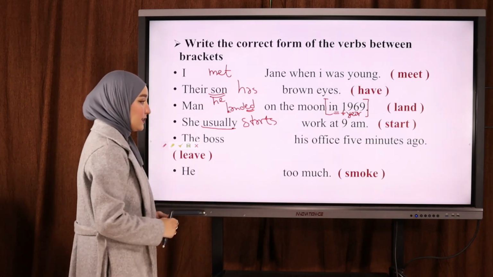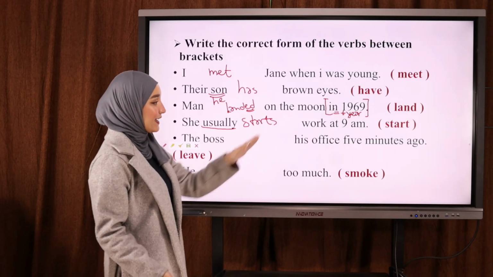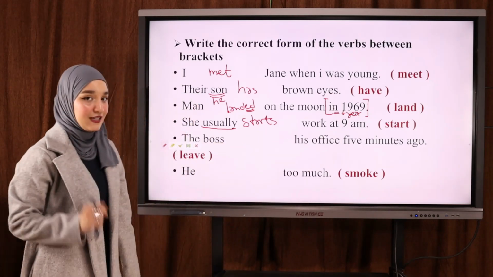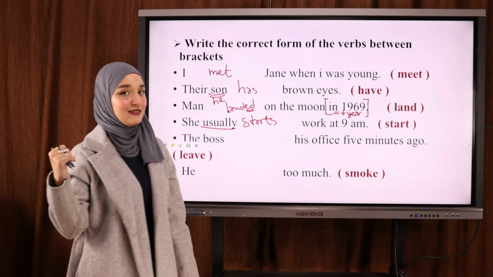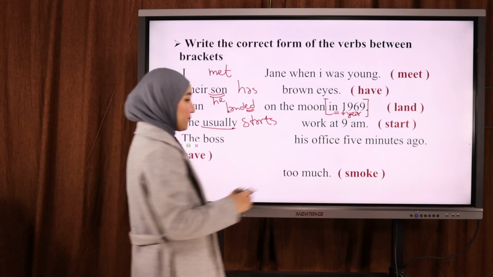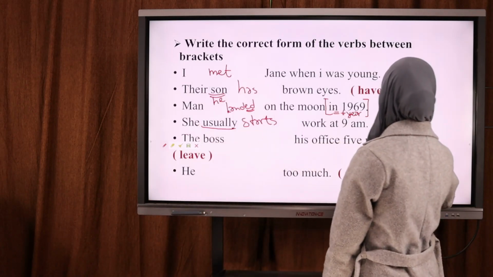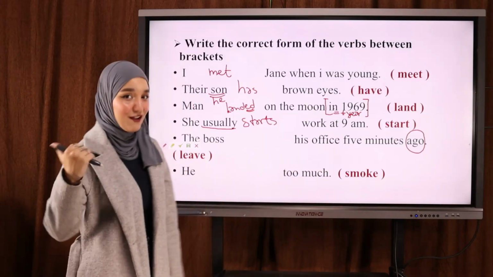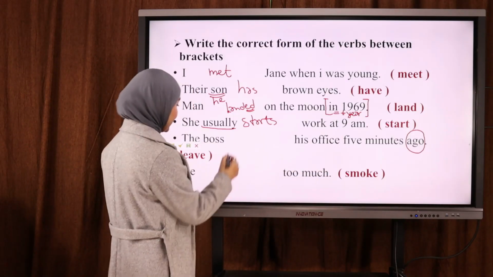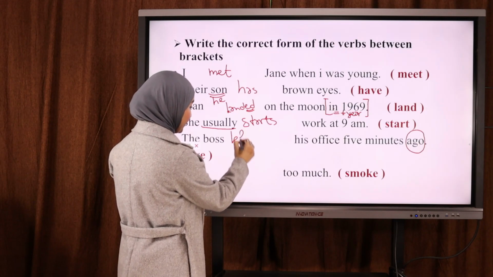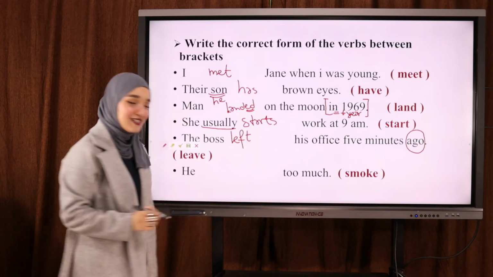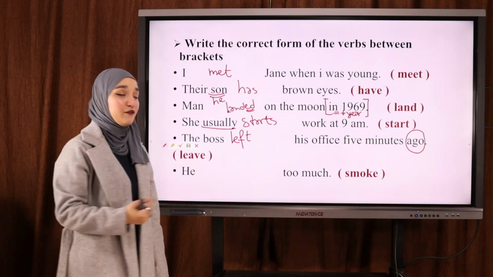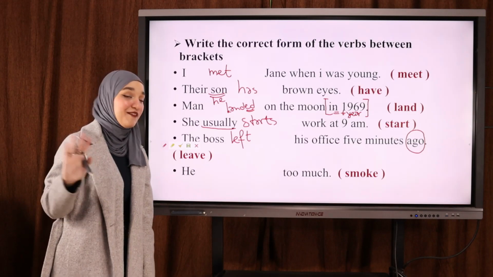The boss, or my boss, the boss blank his office 5 minutes ago. And the verb here, leave. Leave أغادر. I want to say غادر in the past, okay? So I have here a signal word, ago. So منذ 5 minutes. 5 minutes ago. So of course, I need to use the past. And the past of leave is left because it's an irregular verb. هو فعل شاذ, so leave, left. The boss left his office 5 minutes ago.